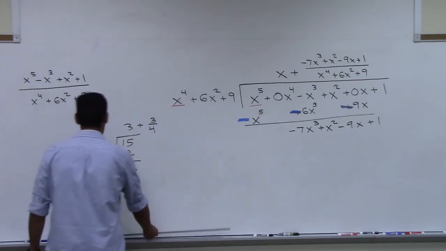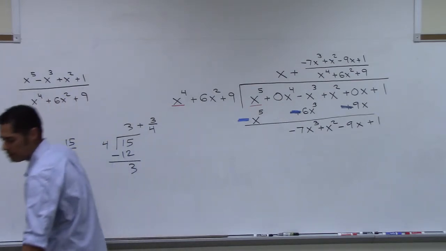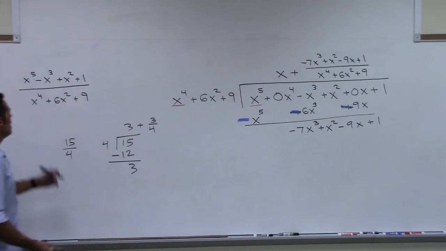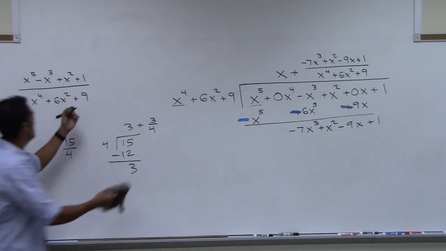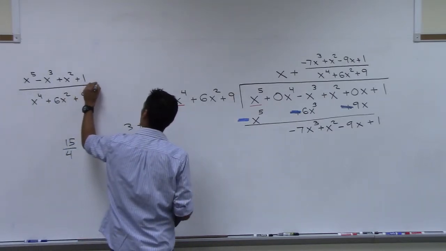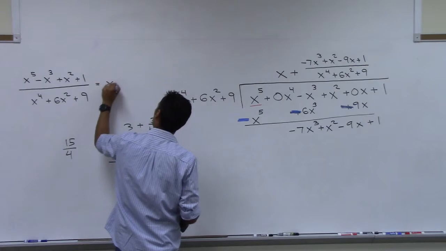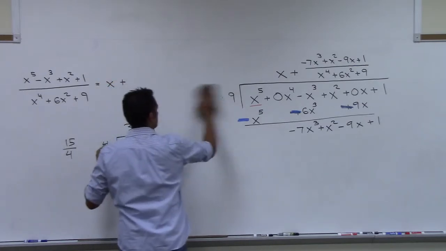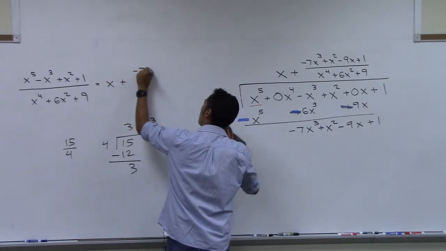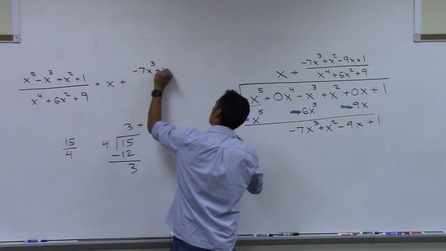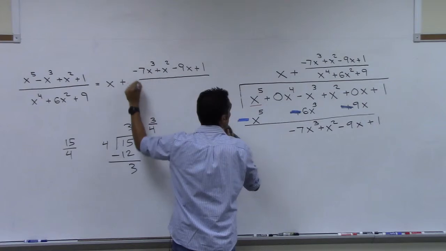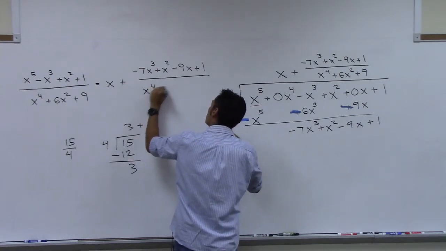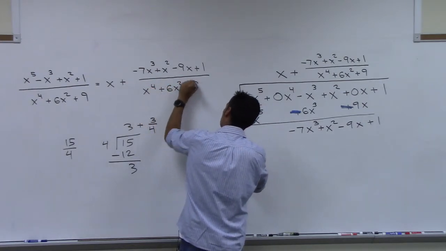Okay, well, let's come back over to this. What we have said is that if you divide this by this, right, you get that expression up there. So I'm now going to rewrite this. This is equal to x plus negative 7x cubed plus x squared minus 9x plus 1 over x to the 4th plus 6x squared plus 9.